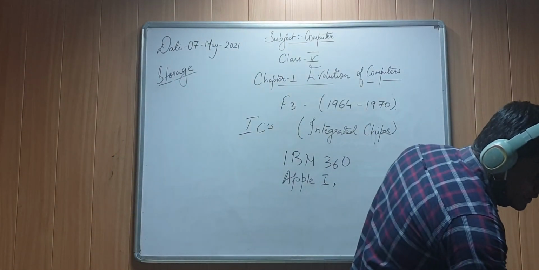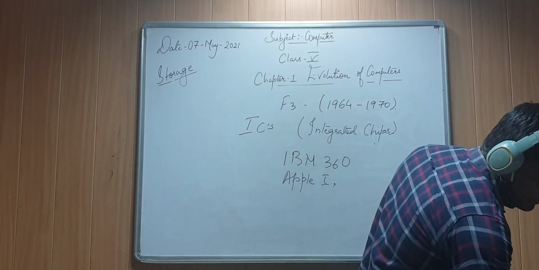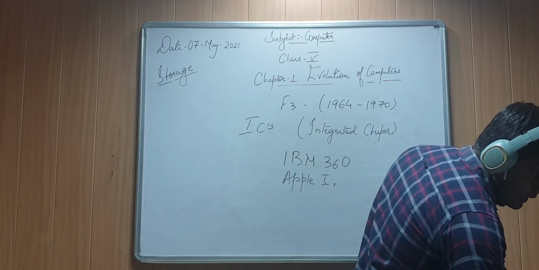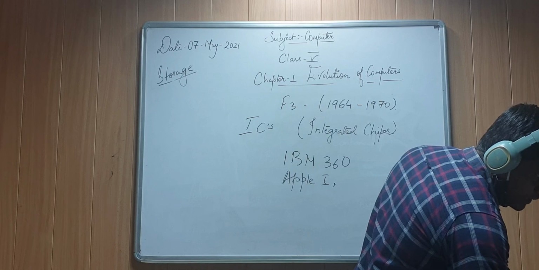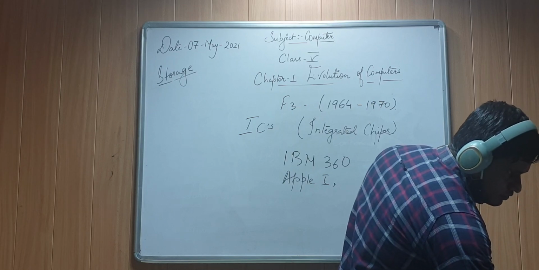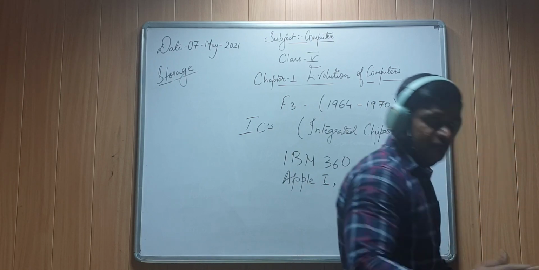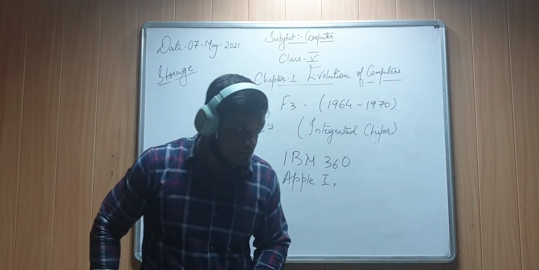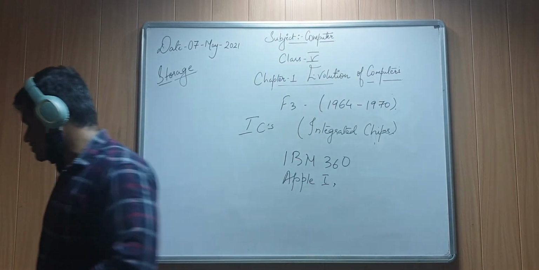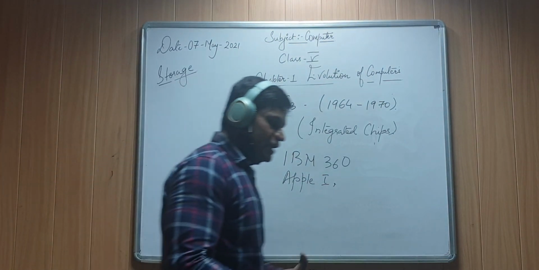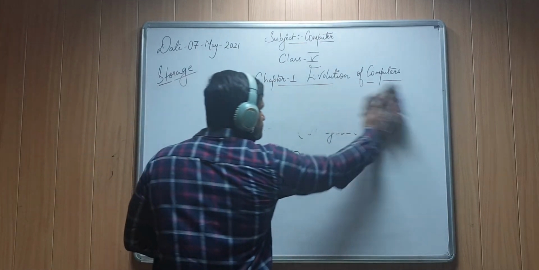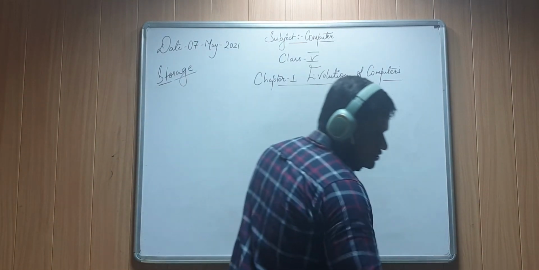I hope these three generations are clear to you. I would request again, please keep the book along with you so that you can check or verify what we are reading right now. So now after that comes the fourth generation computer, which we are using right now. Generation 4.